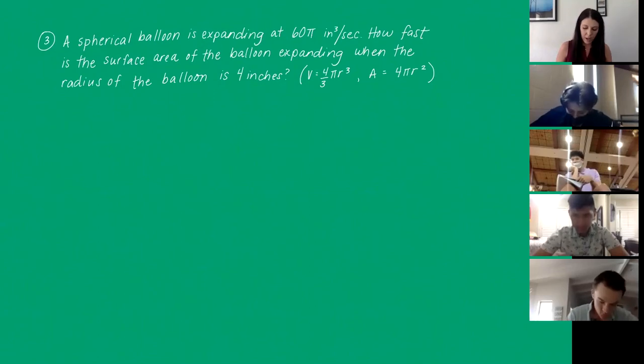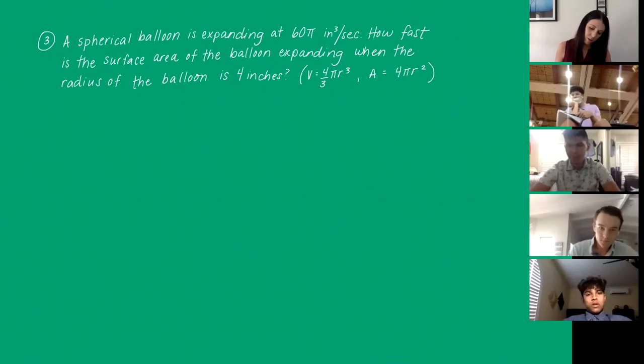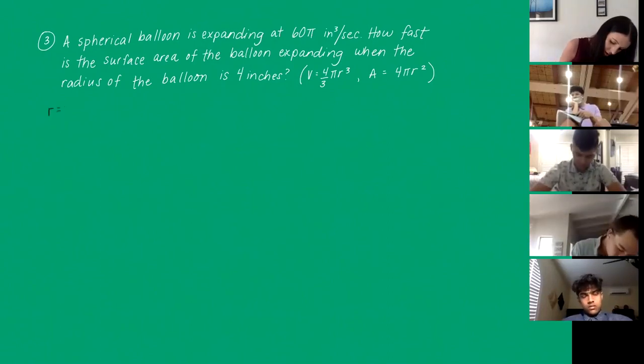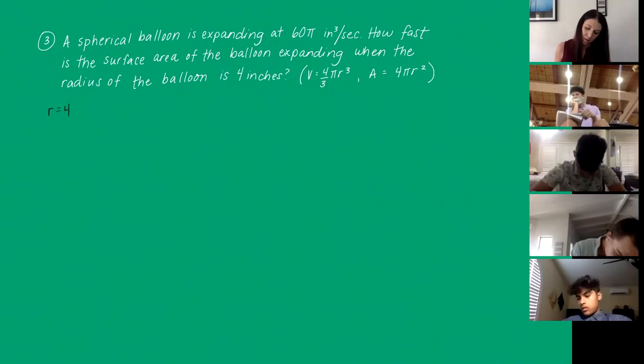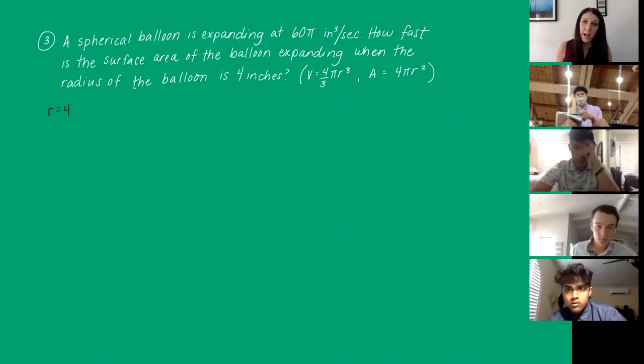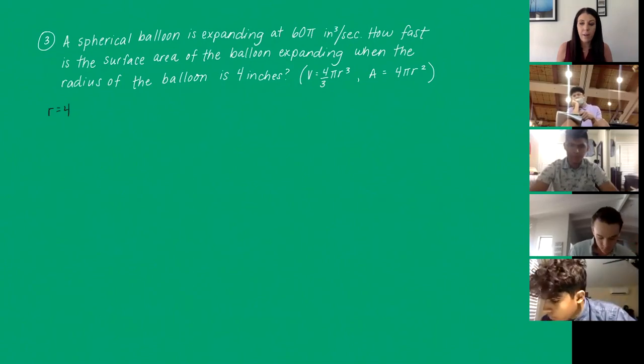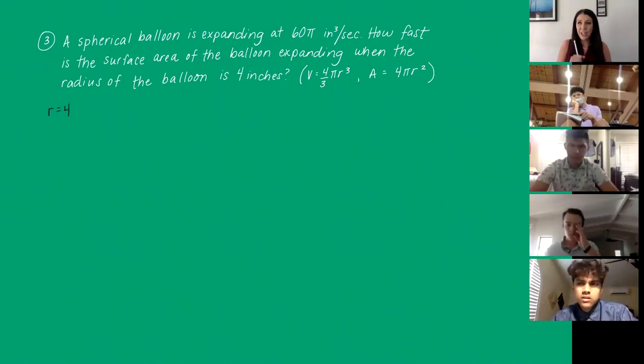All right, Nauman, what do you have written down? I have the radius at 4, and then the spherical balloon is expanding at 60 pi inches cubed per second. So what variable would you put that with? The fact that the spherical balloon is expanding at 60 pi inches cubed per second, what would you call that? Would it be dx over dt or dy?